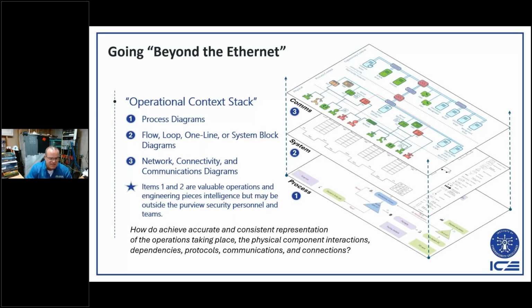So we have these process diagrams at the lower level. We have the flow loop one line, or the system block diagrams at that level 2. And then level 3 eventually becomes how is all this connected, that gives us access, or it's connected to the SCADA systems, DCS, historians. It's basically all that digitalization that we were talking about, that modernization before. Then items 1 and 2 are valuable to operations and engineering as pieces of intelligence, but maybe outside the purview of the security personnel. I think it's important that if risk and security personnel are going to be protecting something, they really have a clear understanding of what's there.